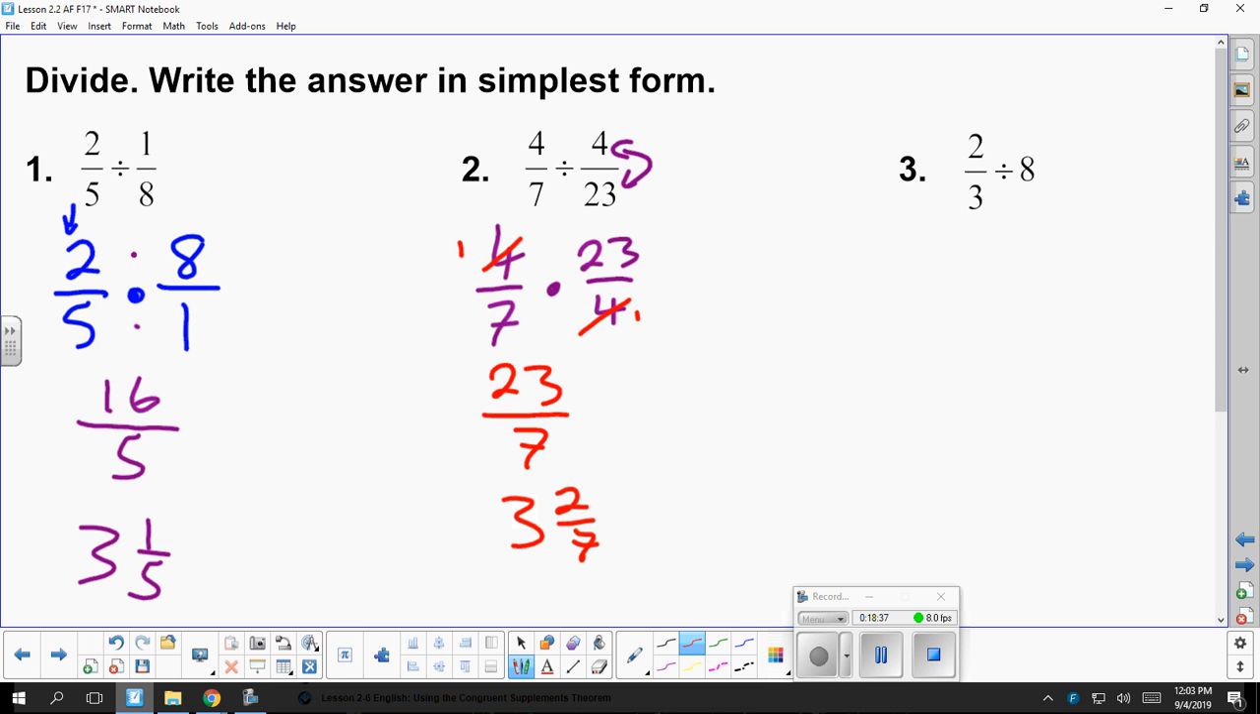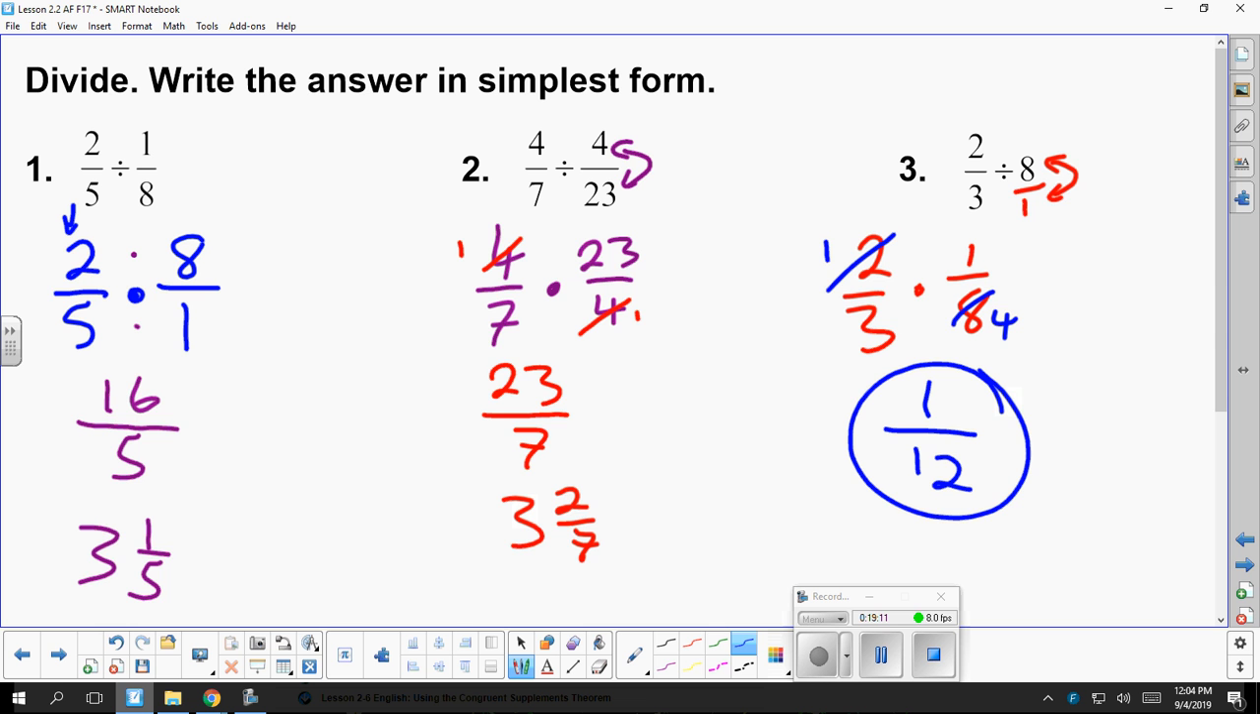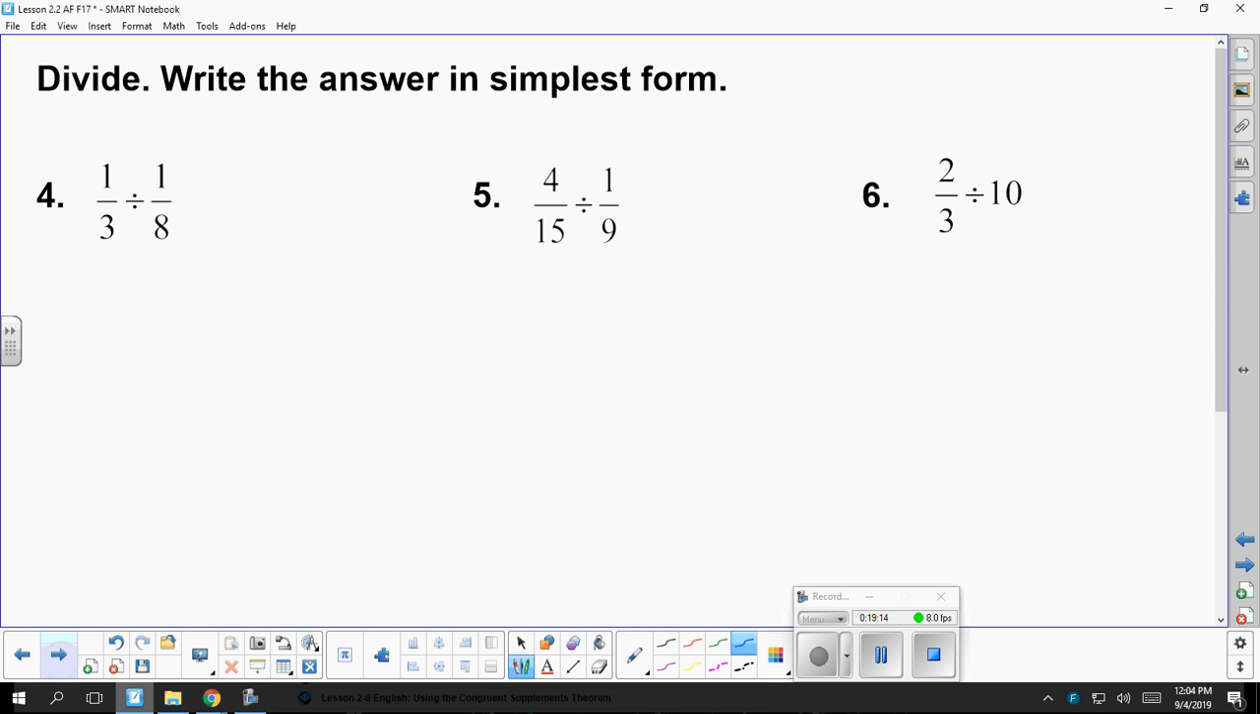This last one, remember we're going to change this to 8 over 1. Copy down the first one, change it to multiplication, and then flip over the second one, 1 over 8. So from here, I'm going to simplify a 1 and a 4. And then multiply the tops together and multiply the bottoms. So 1 times 1, 1. 3 times 4, 12. There's my answer. Not bad. Light work. So try these ones on.